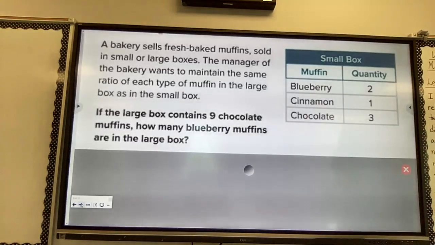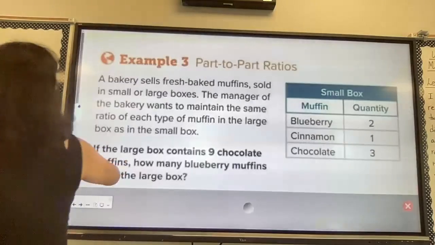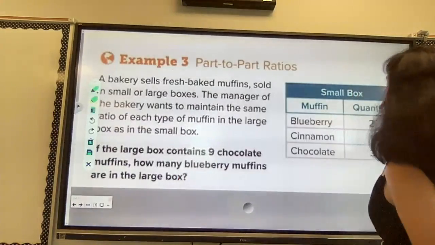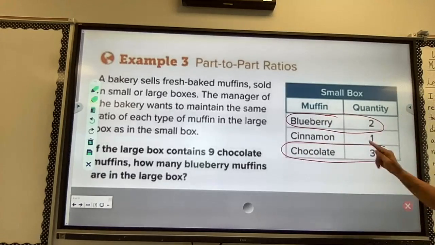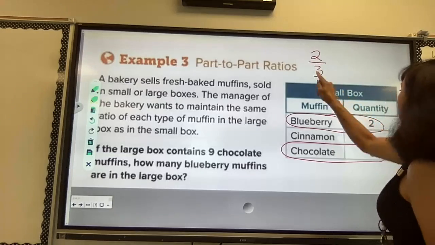Okay, so let's look at this one. It's asking, first we're going to use a bar diagram to represent the ratio of blueberry muffins to chocolate muffins for the small box. So we have to first look at that ratio. I'm going to write it as a bar diagram, but I'll also show it to you. So we're looking at this and we're looking at this. Okay, so I can also write it like this, 2 to 3, and that is my ratio.